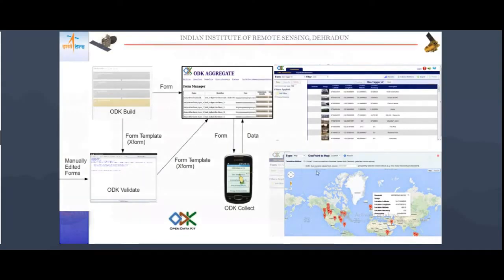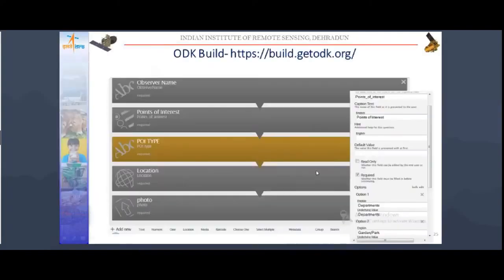This is where ODK is popular, in the sense that you don't need to learn any programming language to use it. It is as simple as going to build.getodk.org, and then you can design a simple proforma. For example, if I want to capture my assets, I have the add option, so I can click on add and choose whether I want to add a text field, numeric field, location field, media field, and so on. So I've added the name of the observer who will be capturing, what kind of assets I'm capturing, what the location is, and I'm also capturing the photograph.